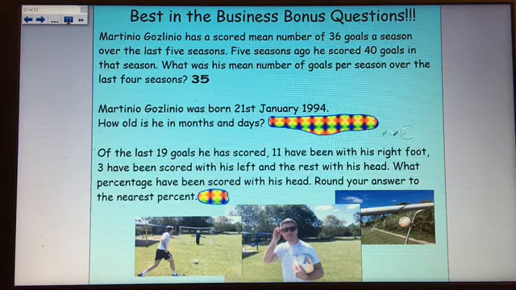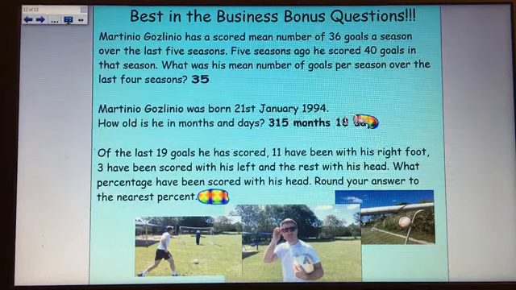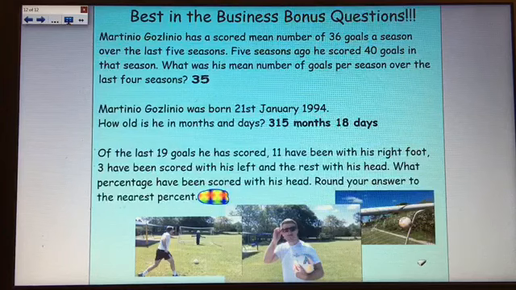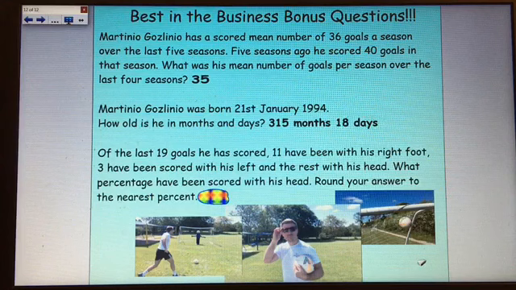Question number 2. I'm not going to go through this. Hopefully you've just worked it out to be 315 months and 18 days. Okay, so last question. Of the 19 goals he has scored, 11 have been with his right foot, 3 have been with his left, and the rest with his head. What percentage have been scored with his head? Round your answer to the nearest percent.